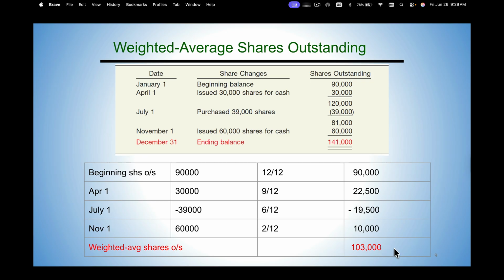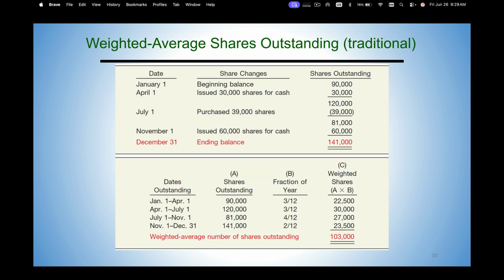All I care about is that you get the answer that works. This is the sort of traditional approach here. And the traditional approach says, what is the balance, and calculate the weighted average for that period of time. So between January 1st and April 1st was 3 months. 3 months is 3/12 times 90,000, and we get 22,500. And then there was April, May, June, where we had 120,000 for 3 months, and we multiply that, and that gives us 30,000 for that period of time.